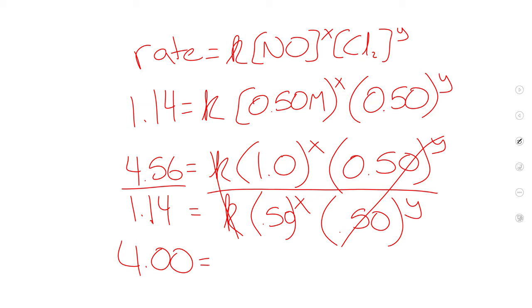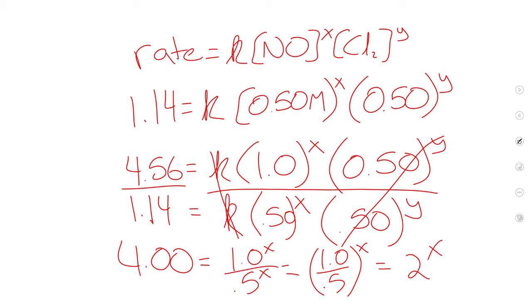Yeah. 4.00. And then on this side, we get 1.0 to the X over 0.5 to the X, which we can simplify, right? 1.0 over 0.5, all of that to the X. 2 to the X equals 4. In this case, because it's nice clean numbers, we can look at that and say what X is. We can just say, oh, I know what X is, because I know that 2 squared is 4.